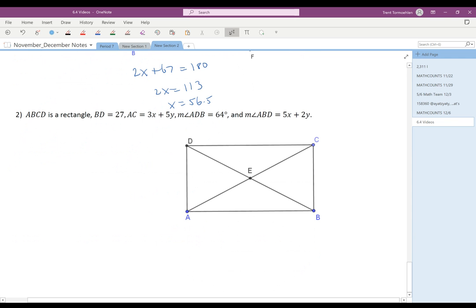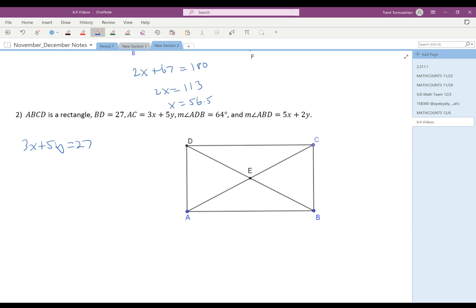All right, and for the second one, you're given that this is a rectangle, and what we need to remember about a rectangle is that the diagonals are congruent to each other. So AC is a diagonal, so we know that 3x plus 5y is going to equal BD, which is 27. And that's because those are the values of the two diagonals. So it worked out nicely that we could write an equation.